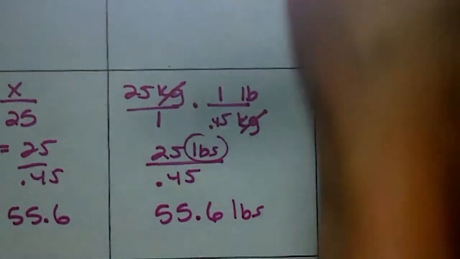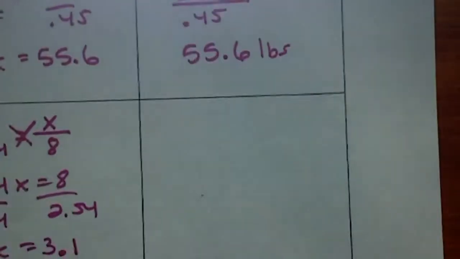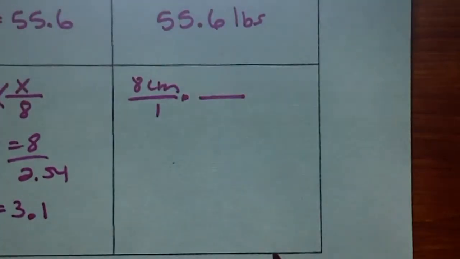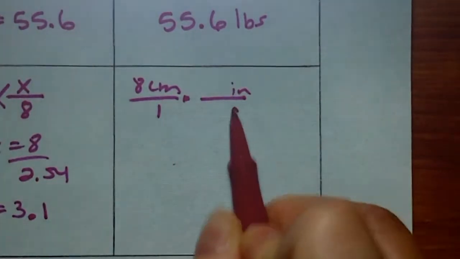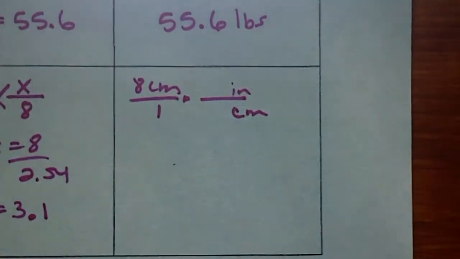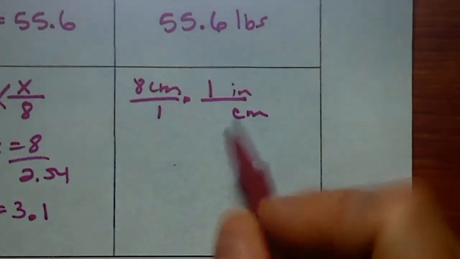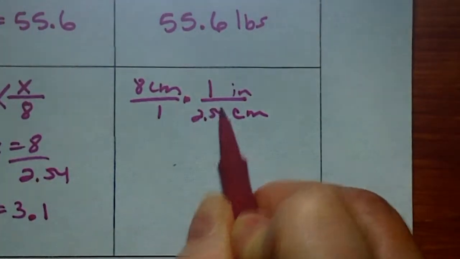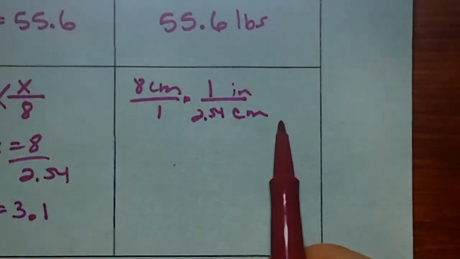All right, last one. I know, this is a tough one, lots of information. Again, in the ratio method, step 1, take what's given, 8 centimeters, write it over 1. The unit that I want to convert to goes in the numerator spot. The unit I want to cancel out goes in the denominator. When you look at your chart, it says that 1 inch is equivalent to 2.54 centimeters. So I put the 1 with the inch, 2.54 with the centimeters.